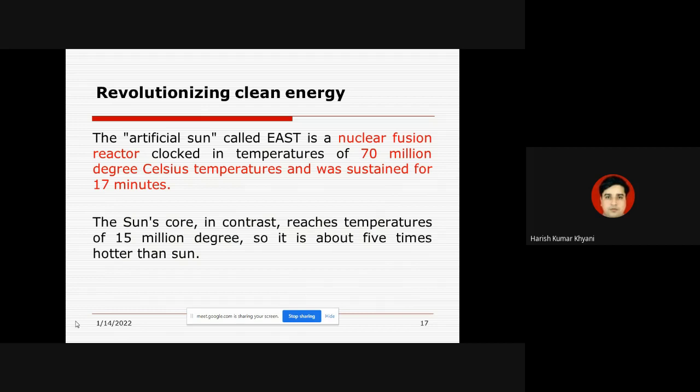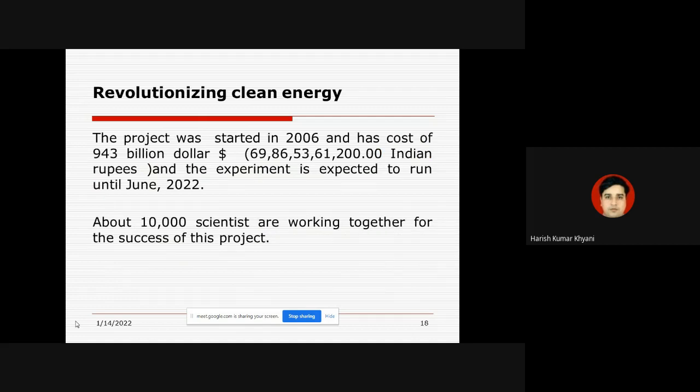So the artificial sun called EAST is a nuclear fusion reactor, and they have claimed that in this reactor 70 million degrees Celsius temperature was achieved and it was sustained for 17 minutes, right? The sun's core, in contrast, reaches a temperature of around 15 million degrees. So they have claimed that they have reached a temperature which is 5 times hotter than the sun, right? So let us discuss this project.